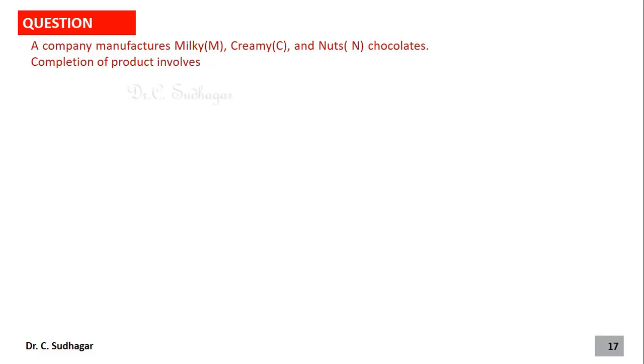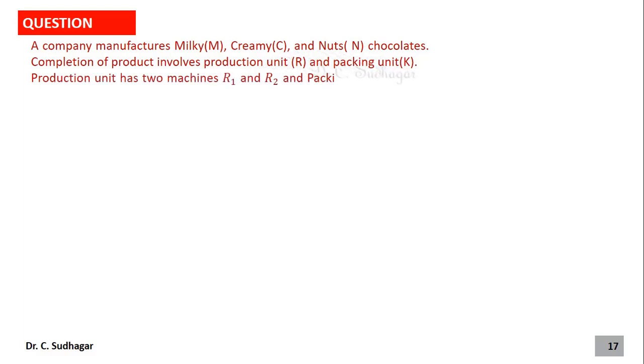Let us take a question. A company manufactures milky, creamy and nuts chocolates. So three types of chocolates it's manufacturing. Completion of product involves production team and packing team. So three types of chocolates they are manufacturing, and it involves two different units. We call the production unit R and the packing unit K. Production unit has two machines, R1 and R2, and packing unit has three machines, K1, K2 and K3.